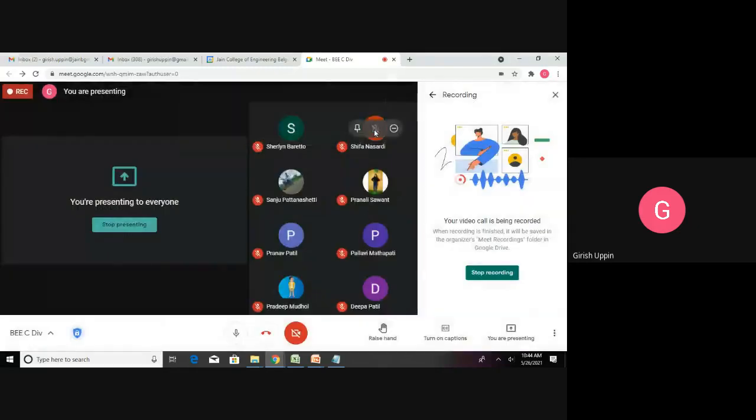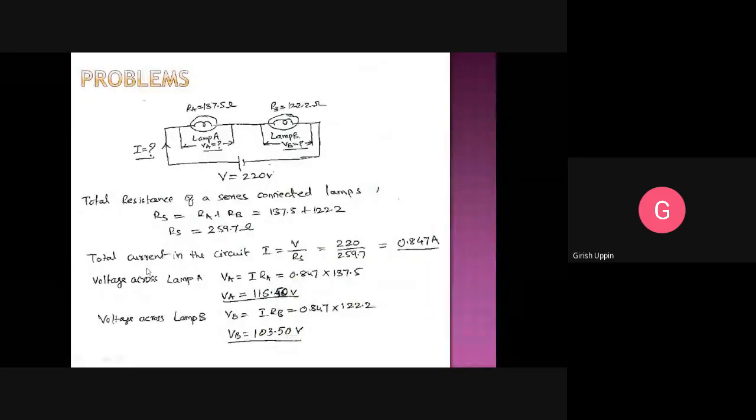Now we know R, we know V, so the only unknown is I. So I will write Ohm's law: I is equal to V divided by RS, that is 220 divided by 259.7. So this is the current, 0.847 ampere. That is the current that will flow in the circuit. Now, once we know the current, 0.847 amperes, that will flow through RA and through RB. The same amount of current will flow.